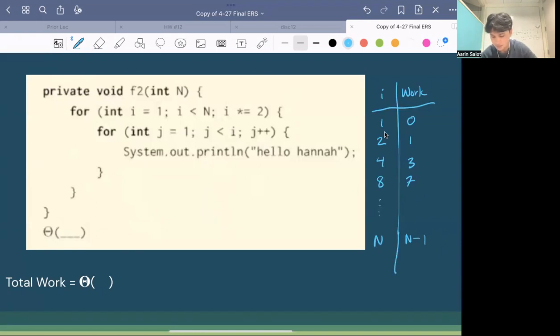So we see that we have some sort of really similar pattern over here to a geometric sequence. However, it is slightly off, and that's all right because it's just off by a constant factor. So we can just change all these values of work, just add 1 to all of them, so that when we sum them up, it's the exact same as our geometric sequence. And the runtime of our entire function is going to be theta of n.